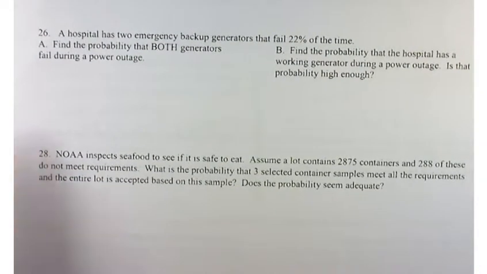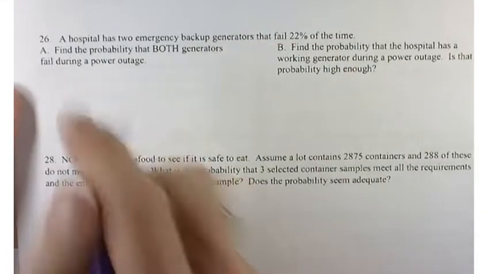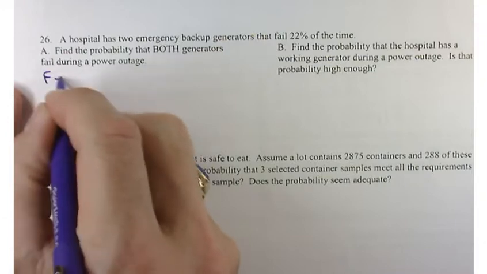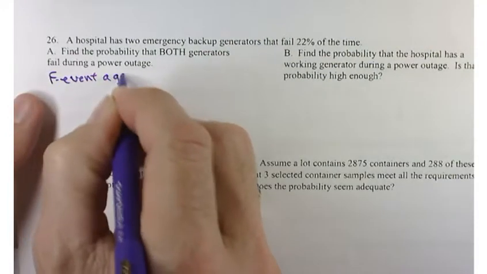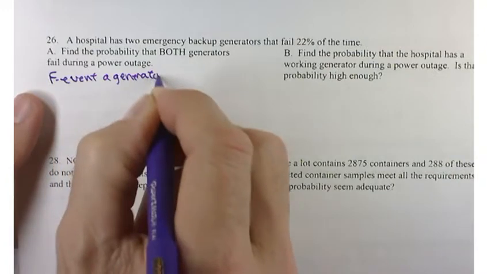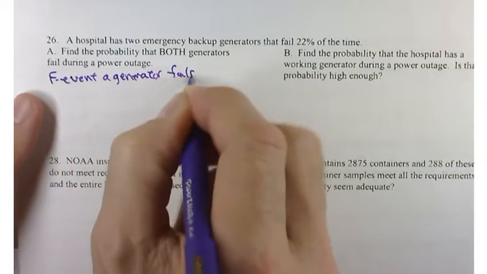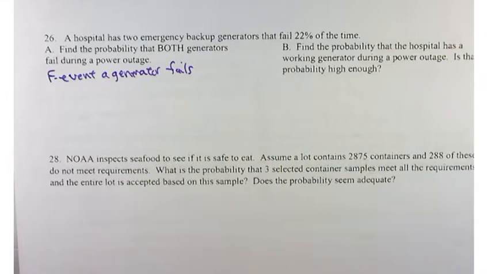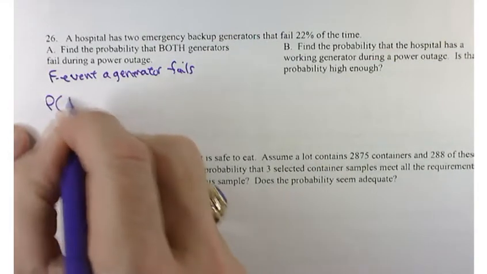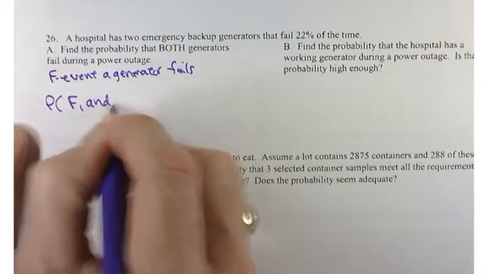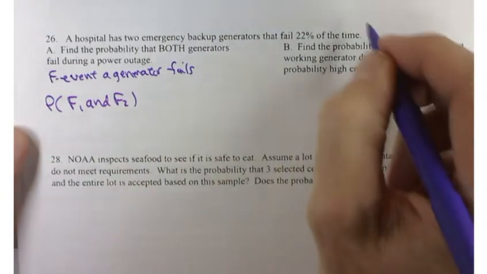There, that looks better. Let me denote the event of a failure with an F. Event: a generator fails. If I want to find the probability that both of them fail, it's going to look like this. Probability of F1 and F2.